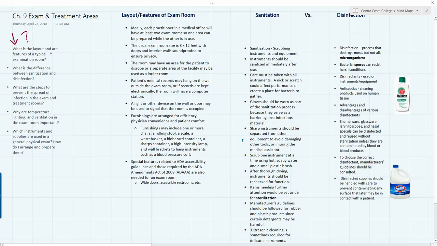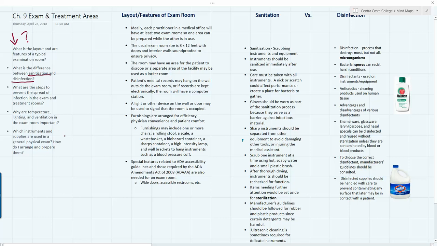What is the layout? What are the typical features of your standard medical office exam room? What is the difference between sanitization and disinfection? What are the steps to prevent the spread of infection in the exam and treatment rooms? That's always important to know. Why are temperature, lighting, and ventilation in the exam room important?